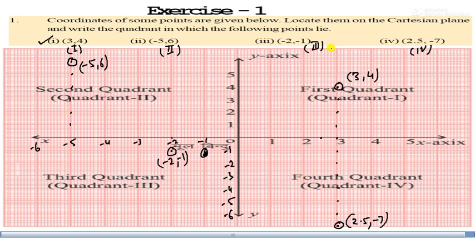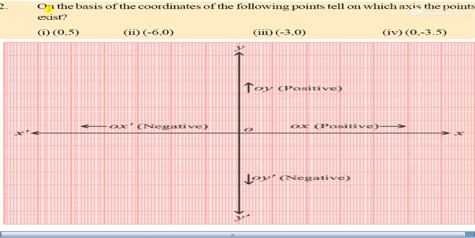So these questions are to be written separately in your copy, so you can plot all this type of graph. Now come to the next, question number 2. On the basis of coordinates of the following points, tell on which axis the points exist. Now it is (0, 5).